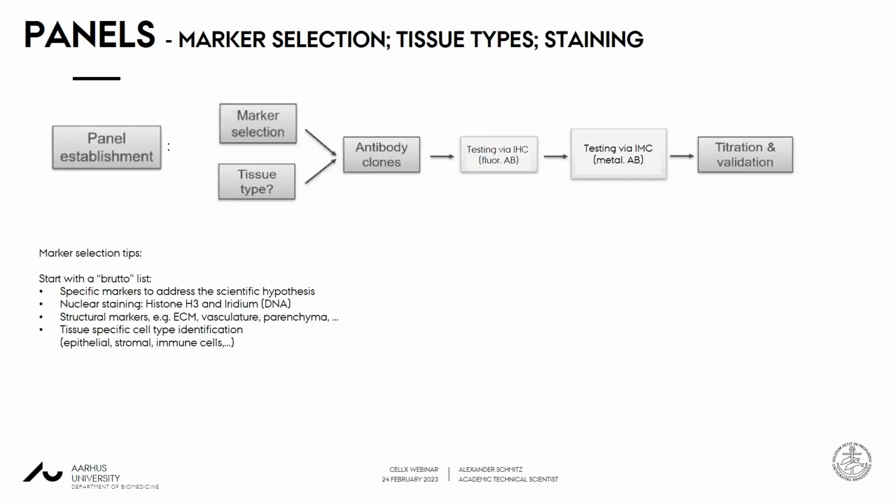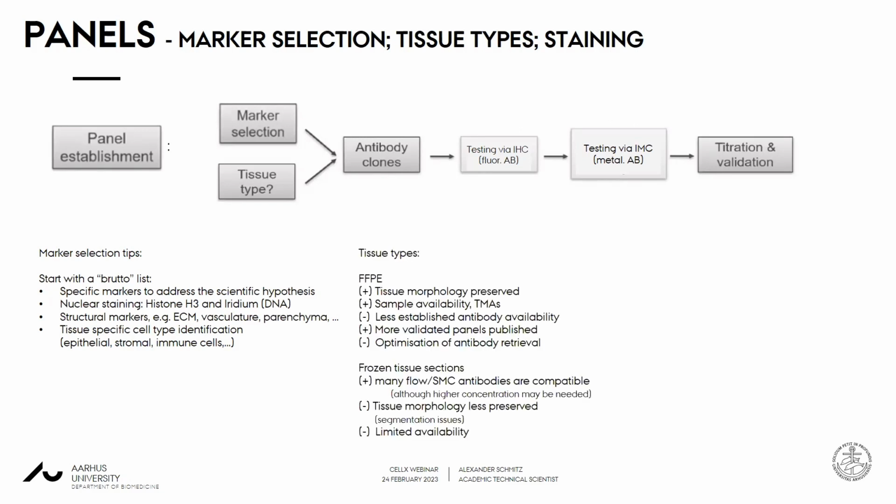And well, how to find these markers? Yeah, you start usually with a protein list, so everything you think of that could be interesting to address your scientific hypothesis, some nuclear markers, some structural markers, some tissue-specific markers, epithelial, stromal, immune cells, and so on. You look for the tissues that you have and what the goods and the bads about this. So normally you have either the FFPE tissue or let's say a frozen tissue section, and they have all the pros and cons in terms of availability, in terms of antibodies that are already present and so on. I will not go into detail on that, but you can read up on that.